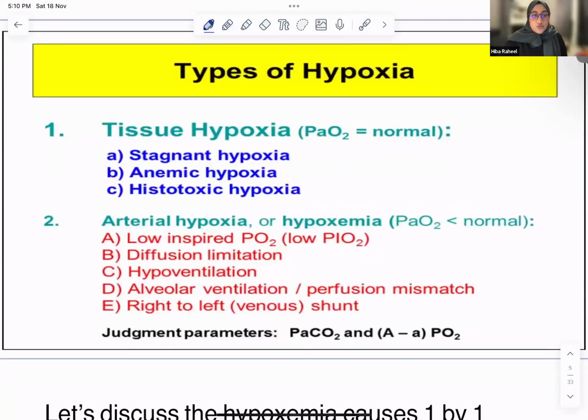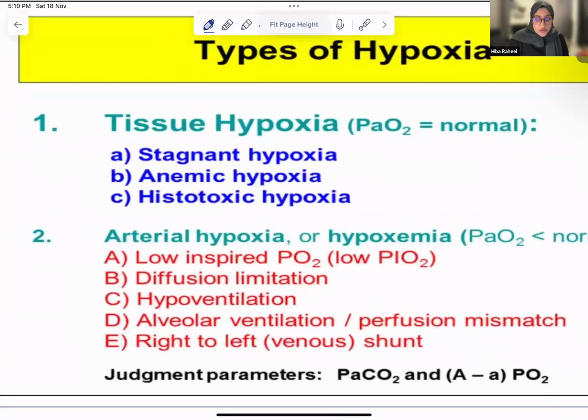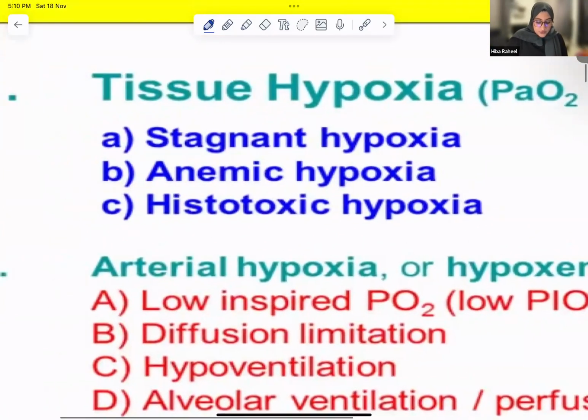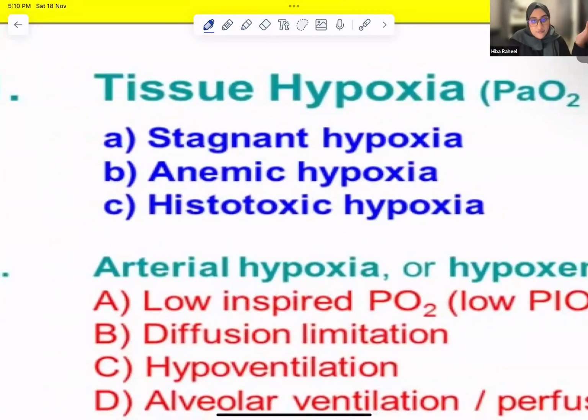All right, now moving on to the different types of hypoxia. Here is where the lecture starts picking up pace, so I want you to follow along with me. First, we're going to talk about stagnant hypoxia. What does stagnant mean? Stagnant means to stop, to halt, to pause, right?